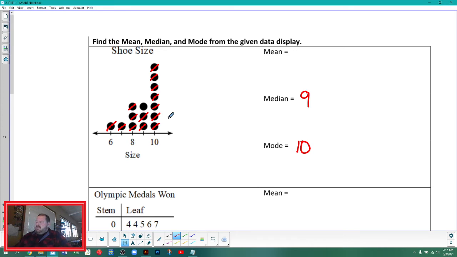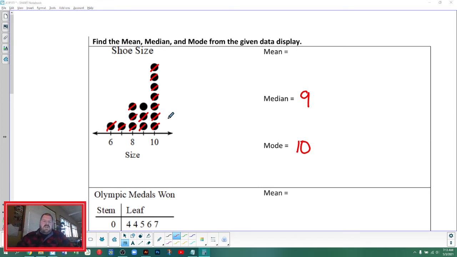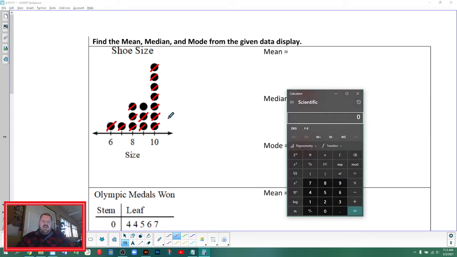And then mean, there's really no nice way to say it. You're going to have to do the calculation. So we got to go 6 plus 7 plus 8 plus 8 plus 8 plus 9 plus 9 plus 9 plus, I think that's 7 tens. 2, 3, 4, 5, 6, 7.